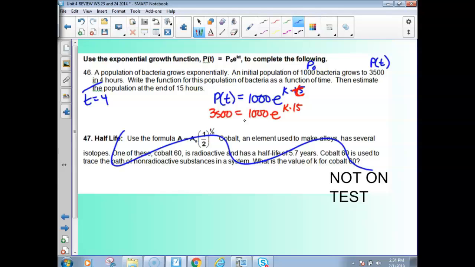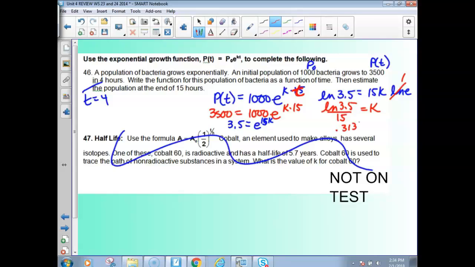So what I got to do now is divide by 1,000, which is going to give me 3.5 equals e to the 15k. I'm just flopping those around. Then I'm going to take the natural log of both sides. So the natural log of 3.5 equals 15k times the natural log of e. Natural log of e is 1. So the natural log of 3.5 divided by 15 gives us our k value. And that's 0.3132.